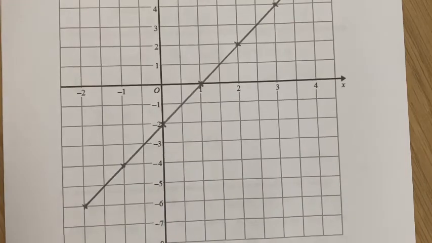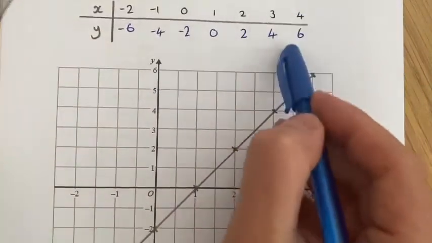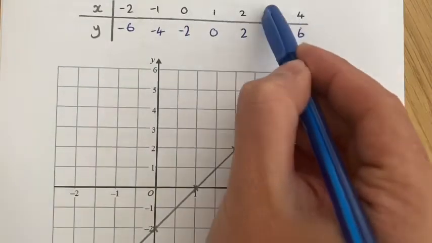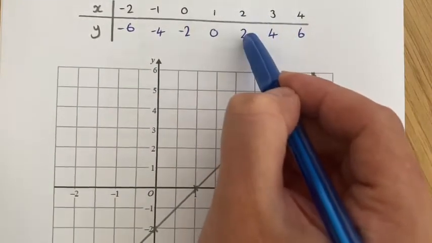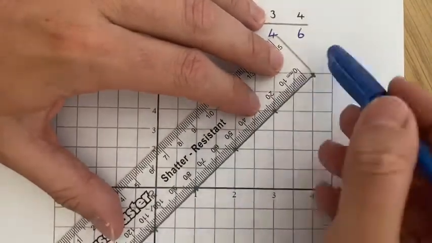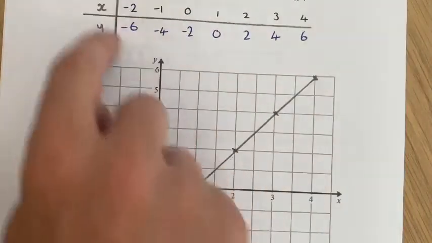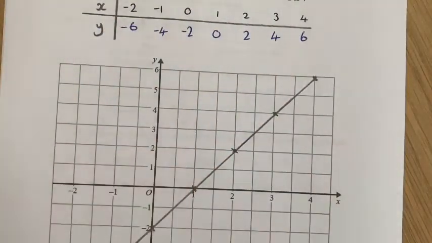Once you've plotted your points, once you've plotted these coordinates, 4 along 6 up, 3 along 4 up, 2 along 2 up, and so on, if you can't join them up in one straight line with your ruler, something's gone wrong. So check your table. Don't just ignore it. Check your table, change it, get it right.